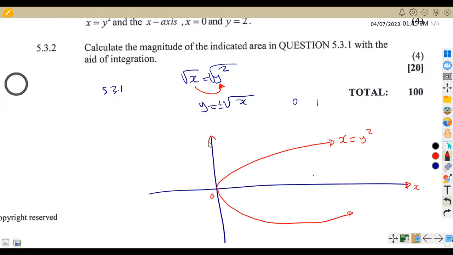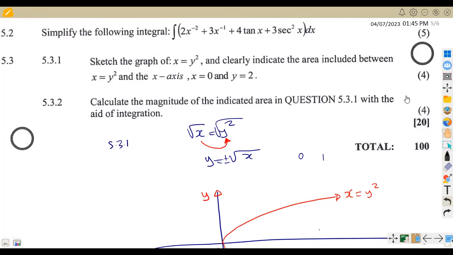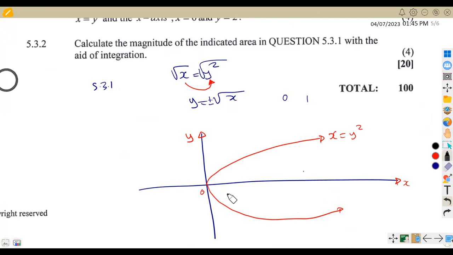This is your x and this is your y in this case. We are given that we are supposed to indicate the area included between the curve, which is x is equal to y squared, and the x-axis. All right. So we need this between the curve and the x-axis, which means we are talking about any curve in any region in between.